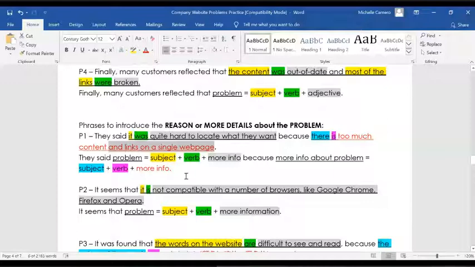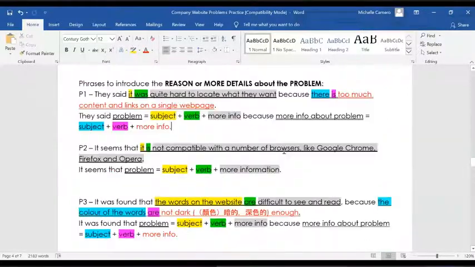All right, for problem 2, it seems that it is not compatible with a number of browsers like Google Chrome, Firefox, and Opera. So you can say it seems that, and then you need to, this is not really the problem, this is more information about the problem. Let me put more information about the problem here.